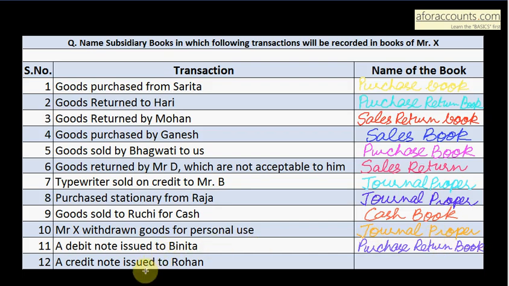A credit note issued to Rohan. Okay, when is a credit note issued? When there is sales return. So when a credit note is issued to Rohan, it has to be the sales return book.